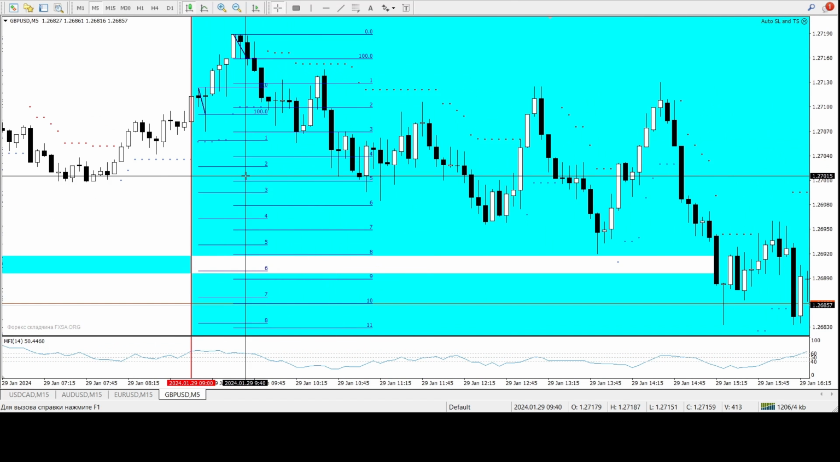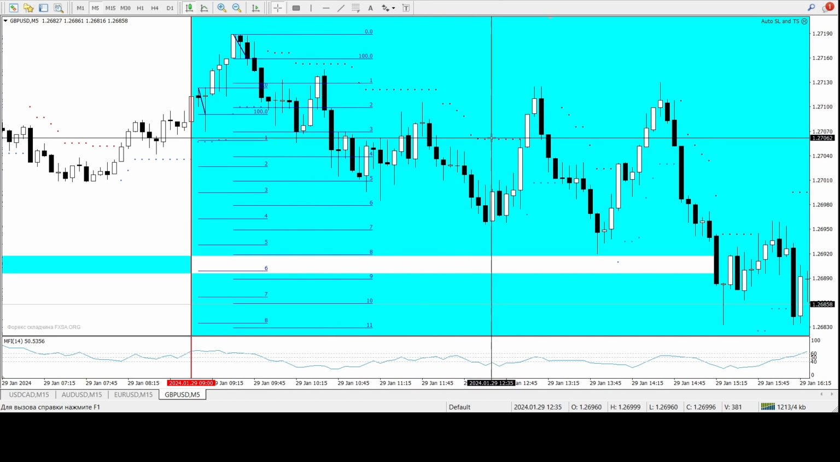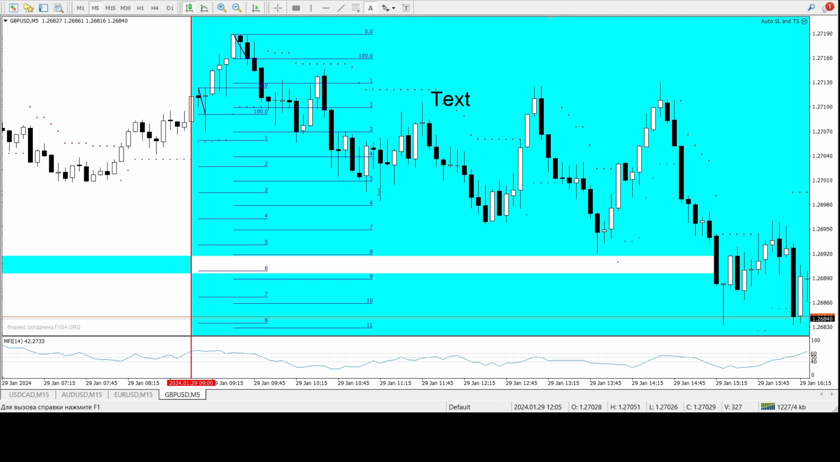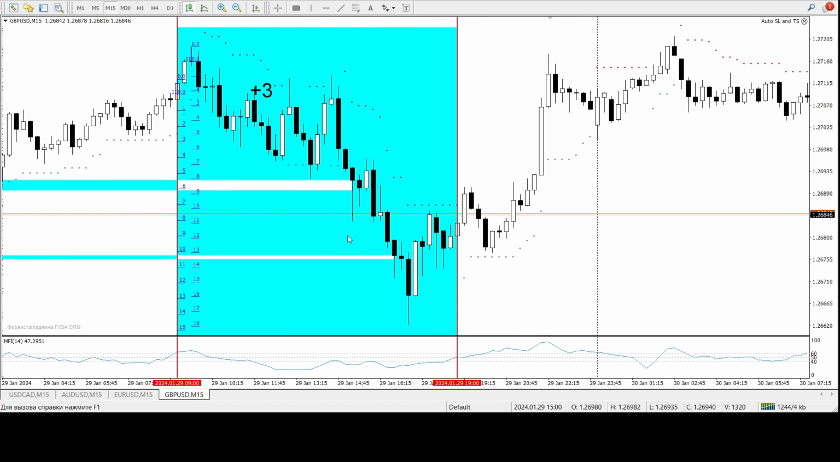What does the M5 show us? I would show the close here, somewhere around here approximately. We would close at 1 to 1 with the trend. Naturally, we probably wouldn't have gone any further, because it has entered the oversold zone here.